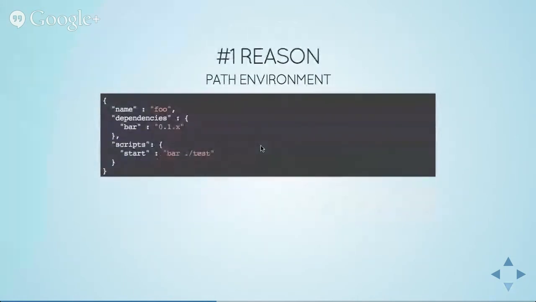So, final example. I demonstrated it with Napa, and it's the same thing with this bar dependency. If I wanted to start, I don't want to have to install bar to my operating system just to get the command line tool to run it. So you bring in the dependency, your start script will add the path necessary to find that bar executable and run it. So it's self-contained.